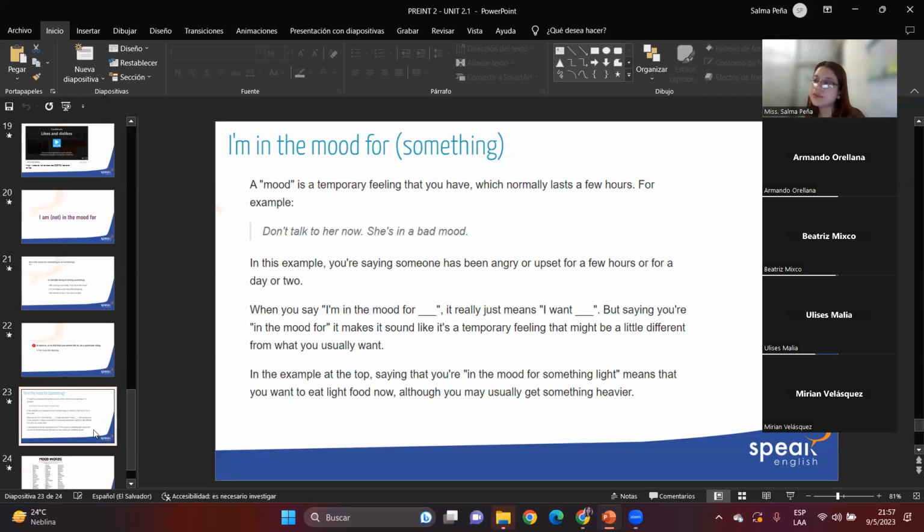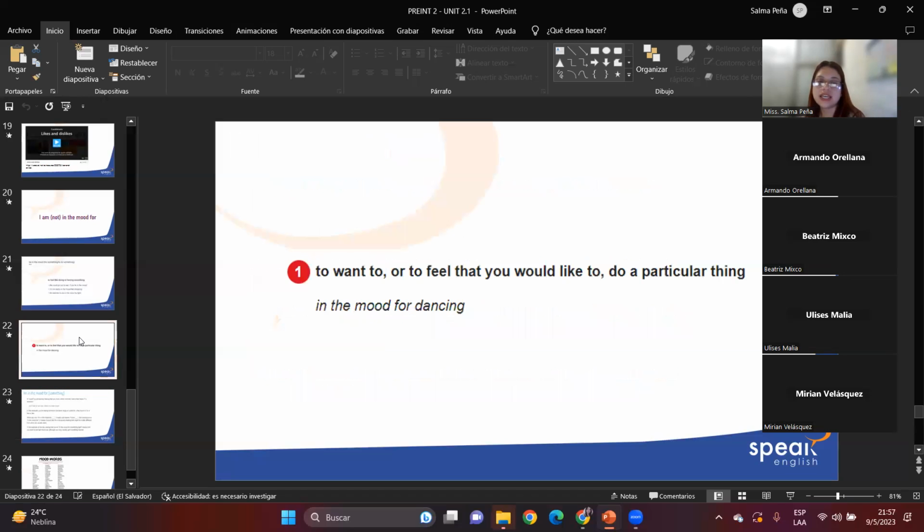Cuando solo finalizamos la oración con un verbo, es mejor decirlo en ing. I am not in the mood for working, porque es el final de la oración. Cuando queremos terminar la oración con un verbo, sí es mejor colocarlo con ing. Como esta frase de aquí. In the mood for dancing. Bailar es verbo. Entonces, I am in the mood for dancing. Queda mejor utilizar ing que solo decir I in the mood for dance.